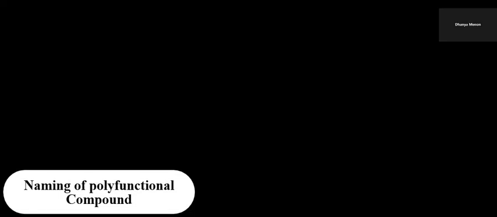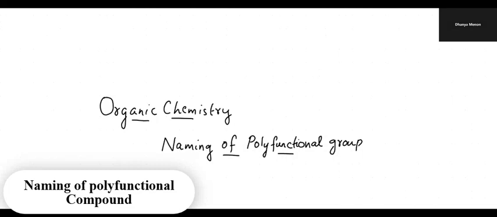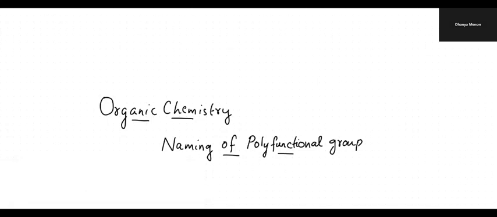नमस्कार बच्चों, मेरा नाम धन्या and today's topic in organic chemistry that we are going to learn is naming of polyfunctional group. So polyfunctional group means more than one functional group. So if any carbon chain has many functional groups, the IUPAC naming we will be learning today.